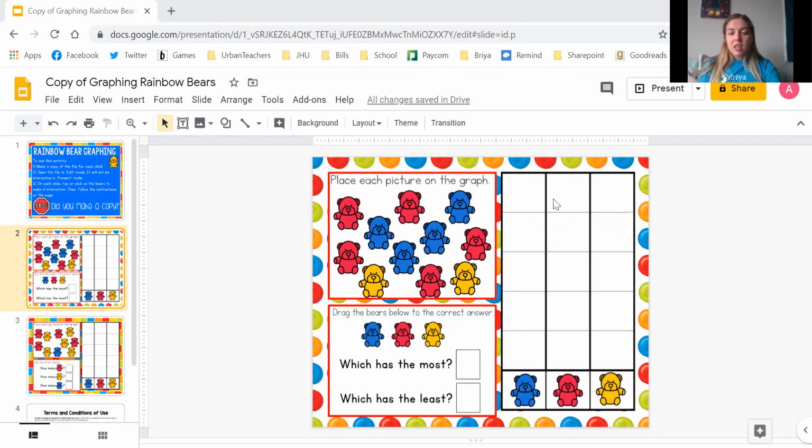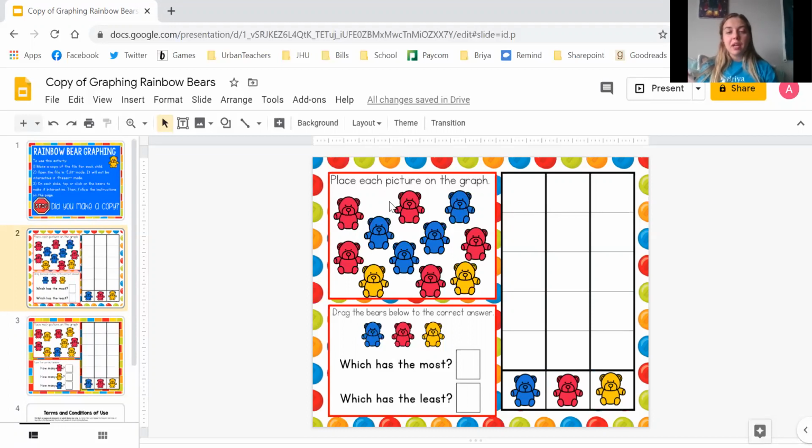On this page, this right here is a graph. Graphs are things that we can use to help us count how many items we have. This graph has three types of items. The items we have on this graph are blue bears, red bears, and yellow bears.